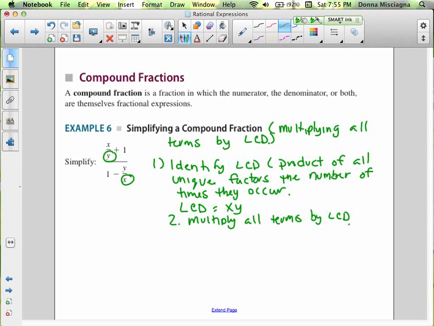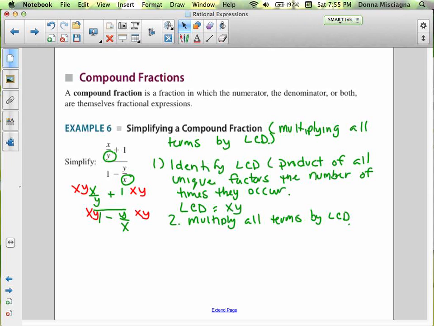So we have x over y plus 1 divided by 1 minus y over x. And so everybody's going to get multiplied by x times y. Every single term. There are 4 terms here. Everything that's added or subtracted in the numerator is a term, and everything that's added or subtracted in the denominator is a term. Now we can cancel the y's there. Nothing to cancel in the second term. Nothing to cancel in the first term in the denominator, but we can cancel the x's here.